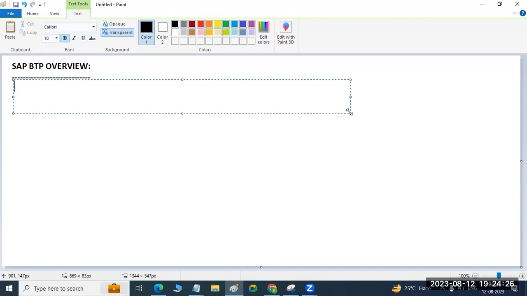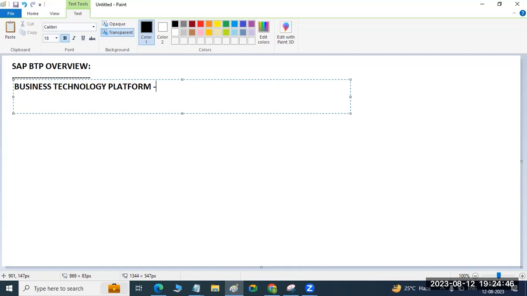So BTP is a technology platform, the business technology platform, which is provided to the customer to build their applications, business processes and scenarios on the BTP cockpit side.